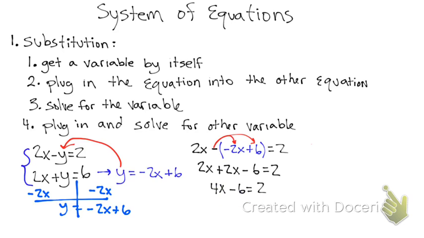Now we need x alone. So we're going to add 6 on both sides of the equation. So we have 4x equals 8. And then we divide both sides by 4. So x equals 2.